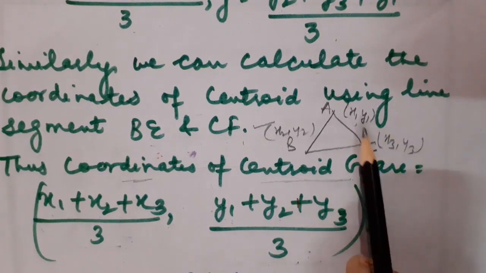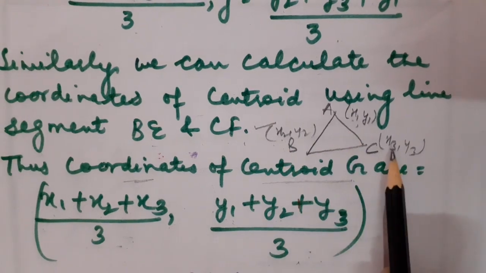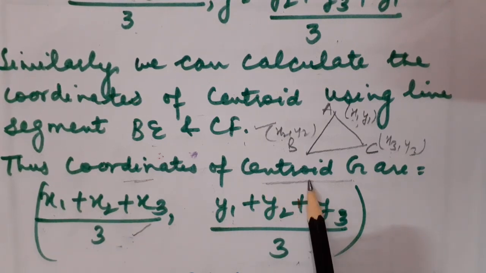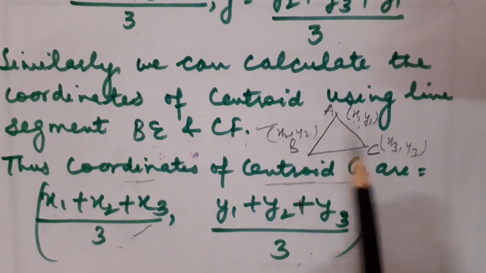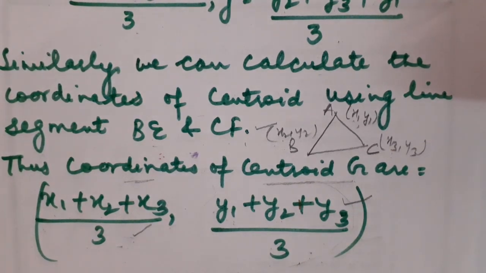You have to just pick the abscissa of all the 3 vertices. This is (x1 plus x2 plus x3) divided by 3. Through this you will be able to calculate the abscissa of the centroid point. In the same manner, pick the ordinate: (y1 plus y2 plus y3) upon 3. So through this you will be capable to calculate the ordinate of the centroid point. Correct, students? So that's it for the day.